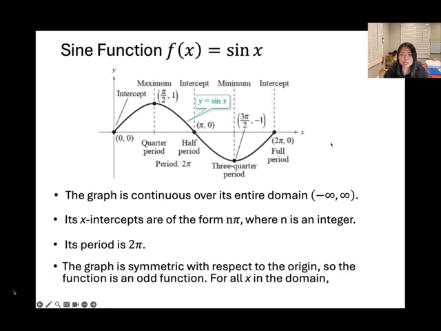And the graph is symmetric with respect to the origin. So the function is an odd function. So for an odd function, sine of -x will be equal to -sine x. So the sine curve will be an odd function. Okay, right? I need you guys to know how to draw the sine curve. This is the basic curve.